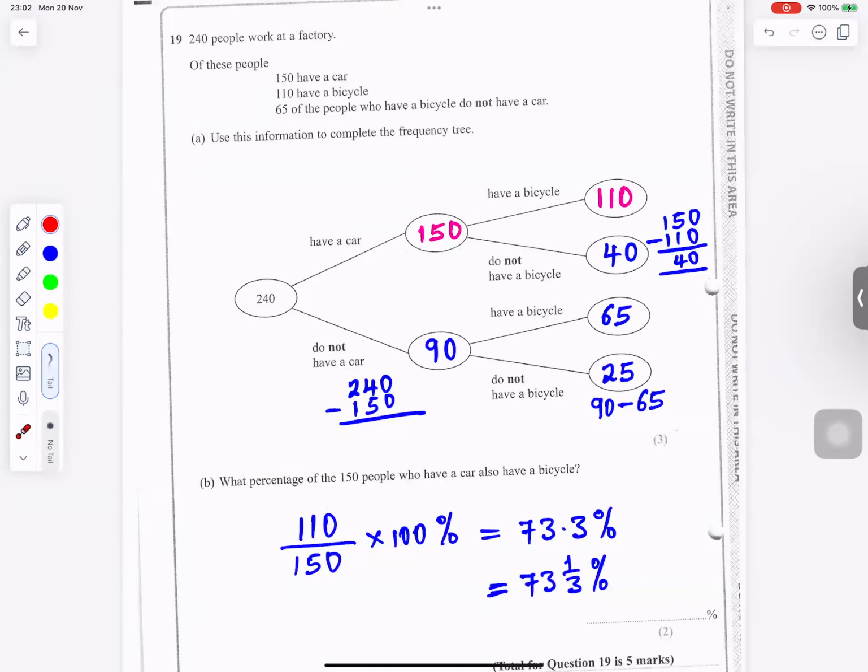What percentage of the 150 people who have a car also have a bicycle? So you want to have a car and bicycle. Of the 150 people who have a car, also have a bicycle. So it's 110 divided by 150 times 100. That gives you 73 1/3%.